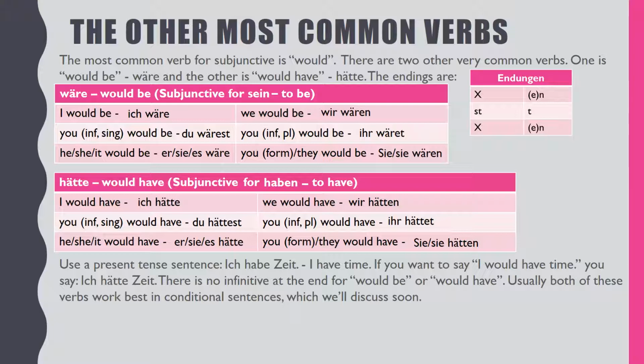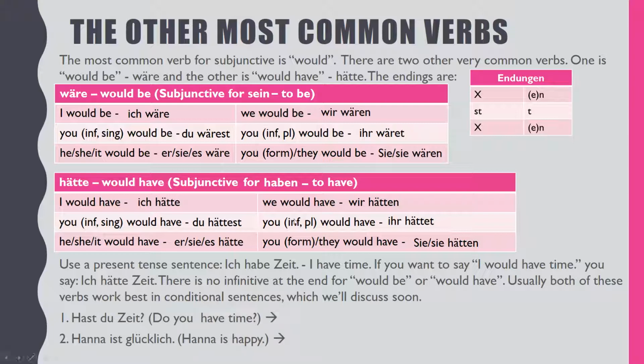Use a present tense sentence, ich habe Zeit, I have time. If you want to say I would have time, you say ich hätte Zeit. There is no infinitive at the end for would be or would have. Usually both of these verbs work best in conditional sentences, which we'll discuss soon.